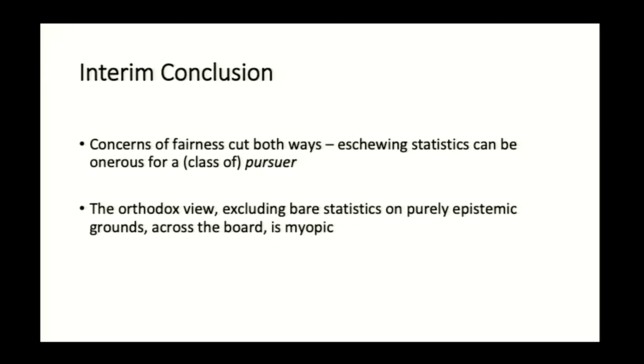And the second view is that excluding bare statistics across the board just by relying on simple epistemic principles is somewhat myopic, because, as the asbestos cases show as well, different types of case raise different issues. We shouldn't decide in advance, just because we don't like statistics in some hypothetical cases, that this rule should apply across the board. I think that's a short-sighted approach, and if it were reflected in the law, it would be very damaging.